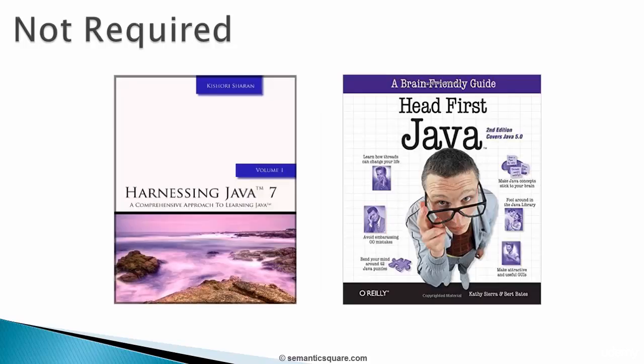And other than that, these are some core Java books. So Harnessing Java is by Kishori Sharan, and there are volumes 1 and 2. If you want to, you can buy that, but it is not necessary at all. It's just for your reference. Same with Head First Java. Head First Java is really a beginner's book. It explains everything using nice animations. So once again, not required at all. So this course is good enough. You don't have to buy any books.